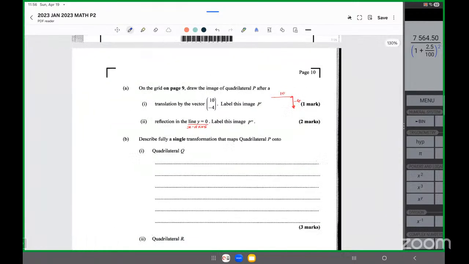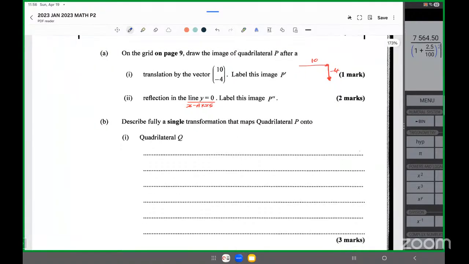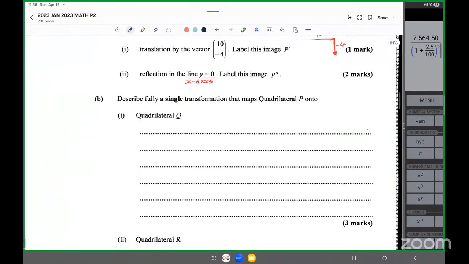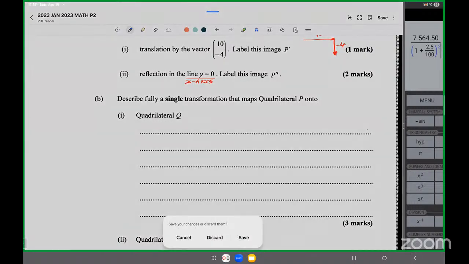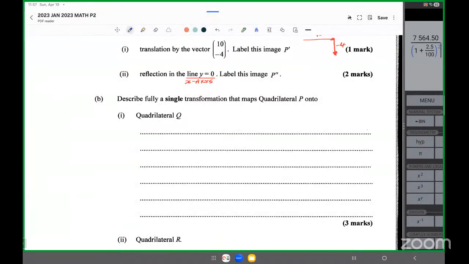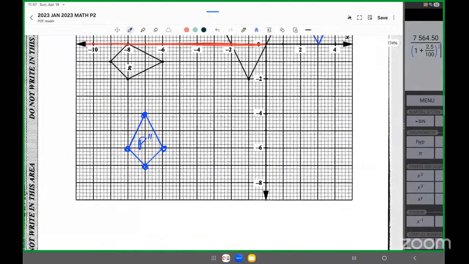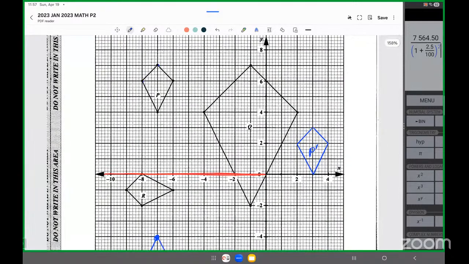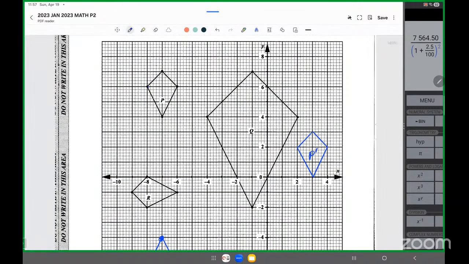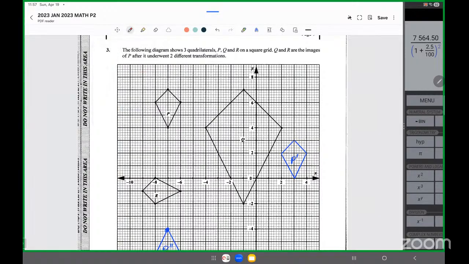So far, so good? Next part says now, describe fully the transformation which maps P to Q. P to Q now. So going from this one to this one. Clearly it's an enlargement. An enlargement has 2 components. It has a scale factor and a center.